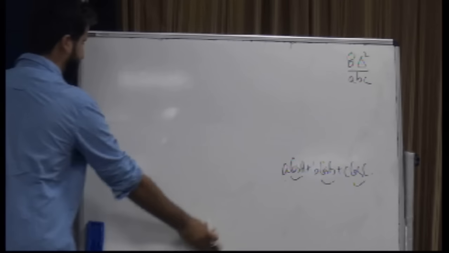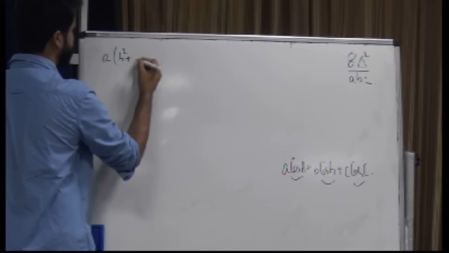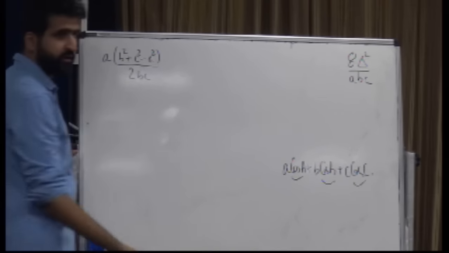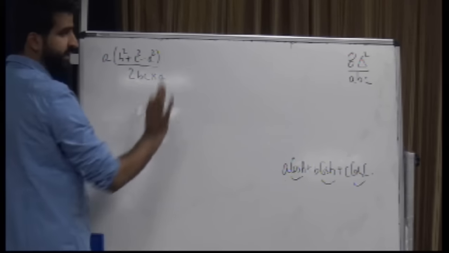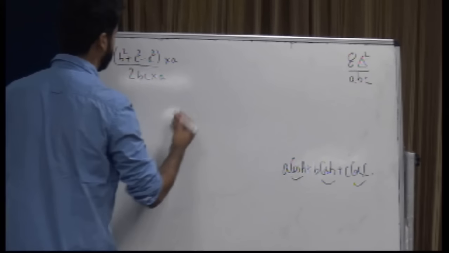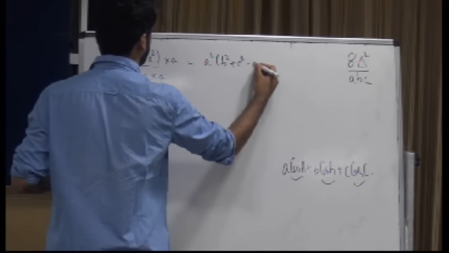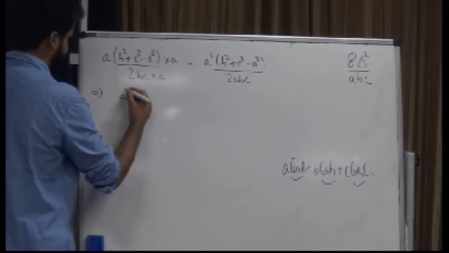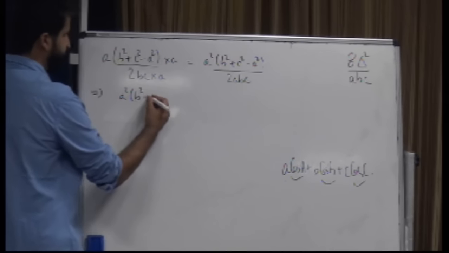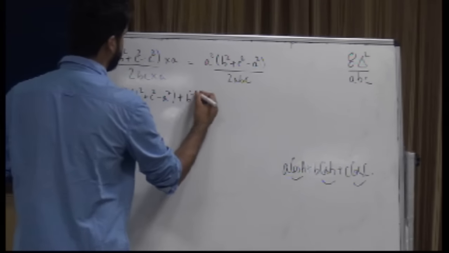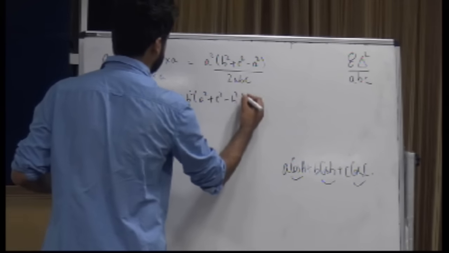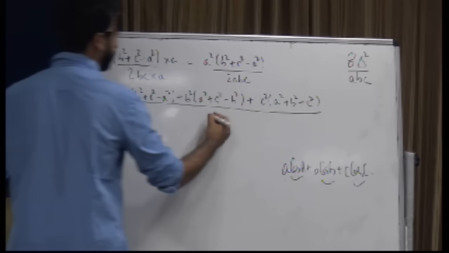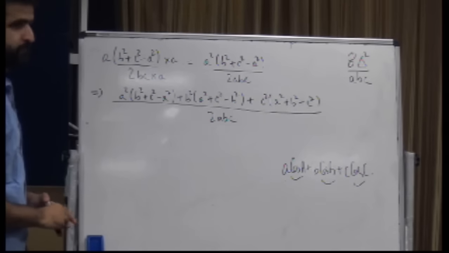So by cosine rule I get A times B square plus C square minus A square upon 2BC, right? And if I multiply this to make the LCM ABC, I get A over here. So I get A square into B square plus C square minus A square upon 2ABC. So this whole expression will be A square into B square plus C square minus A square plus B square into A square plus C square minus B square plus C square into A square plus B square minus C square upon 2ABC, right?